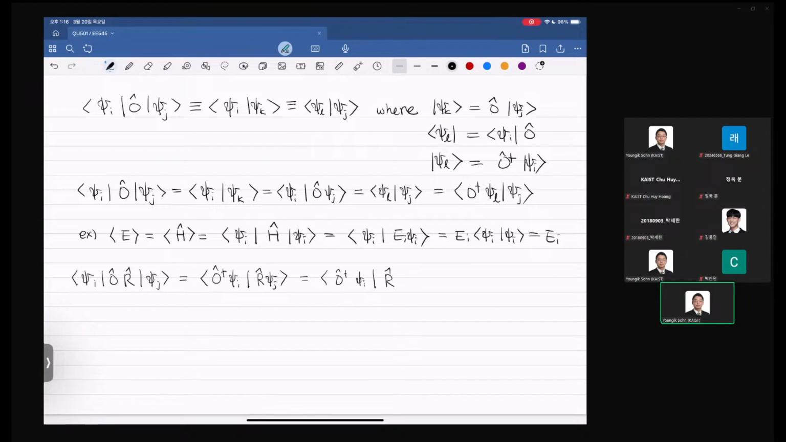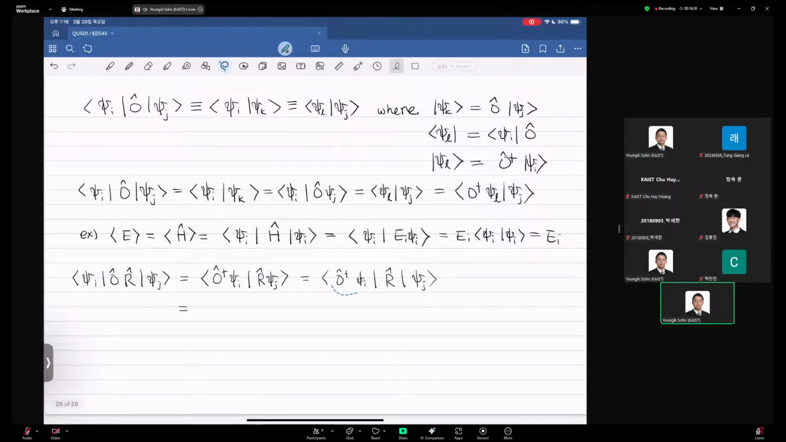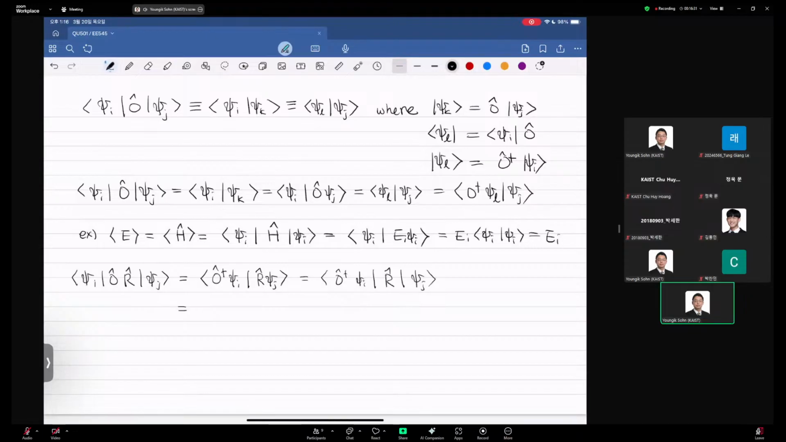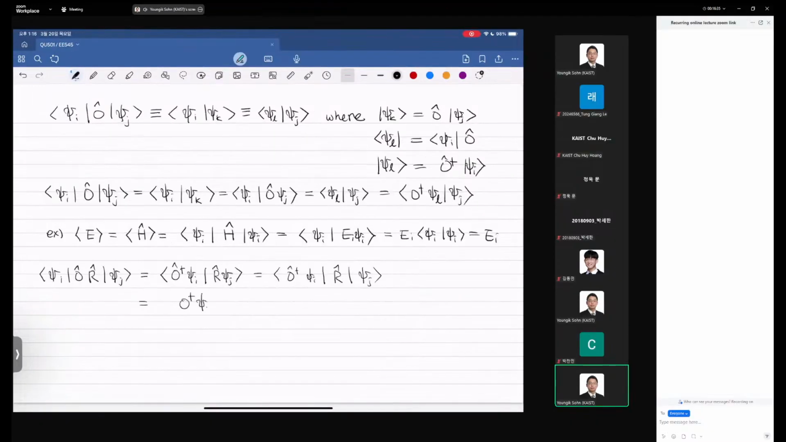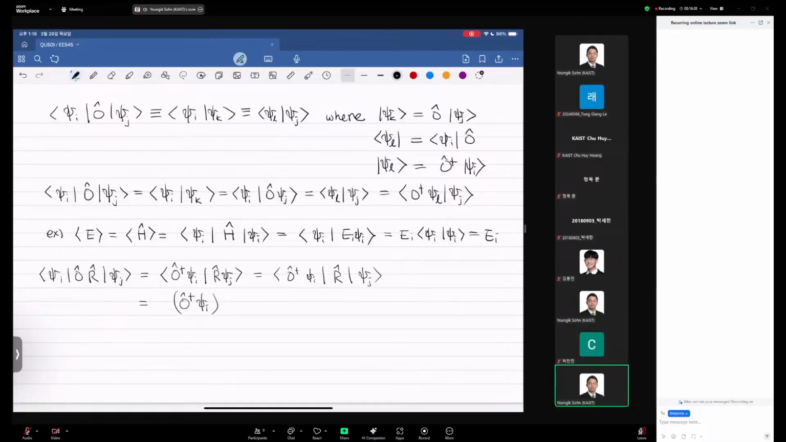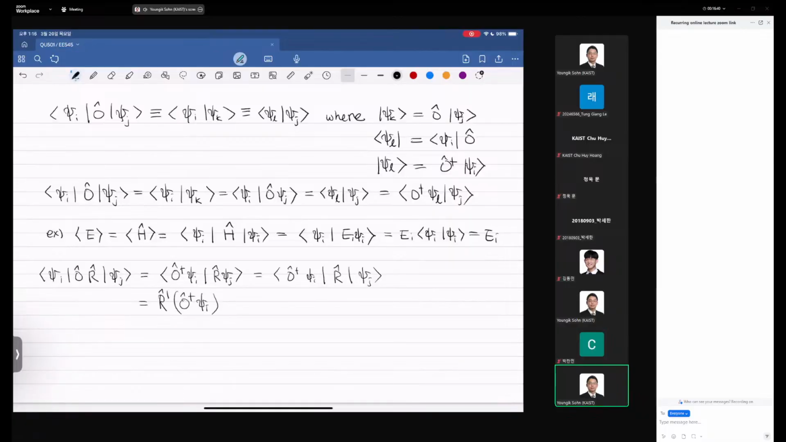You can still leave R in the middle, right? That's also fine. Also, from here, you can actually move R to the left as well. So this one was there, right? To this quantum state, I'm applying R dagger and then making it a bra, right? So you can do this as well.